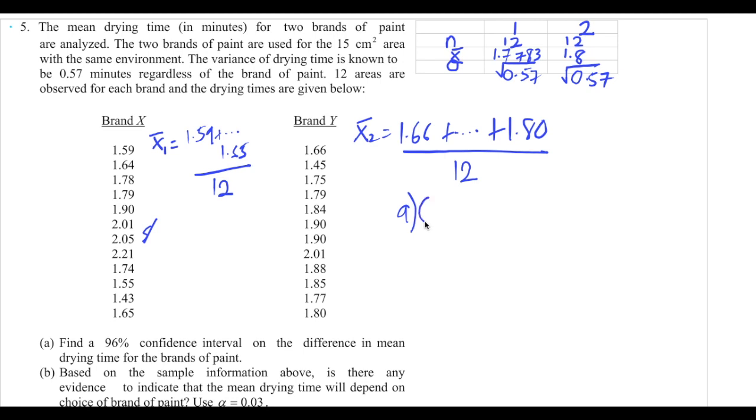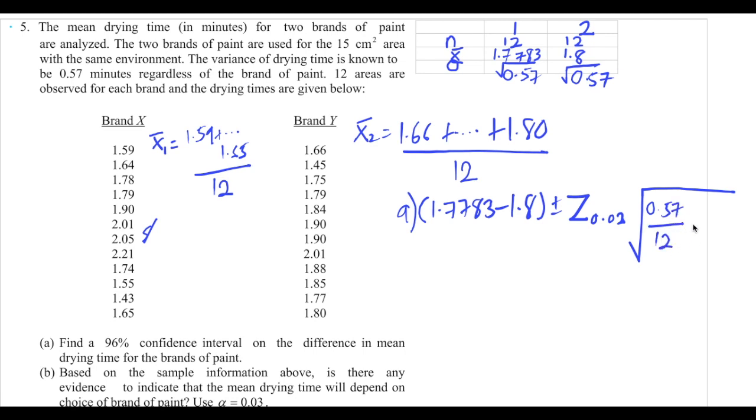So the formula is 1.7783 minus 1.8 plus minus Z alpha over 2, which will be 0.02. And the formula will be the square root of sigma 1 square over N1, so 0.57 divided by N1, which is 12, plus 0.57 divided by 12.